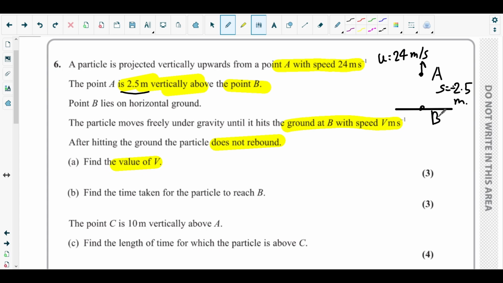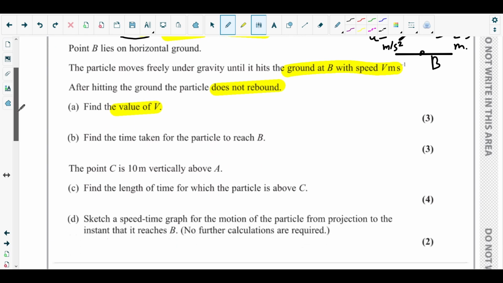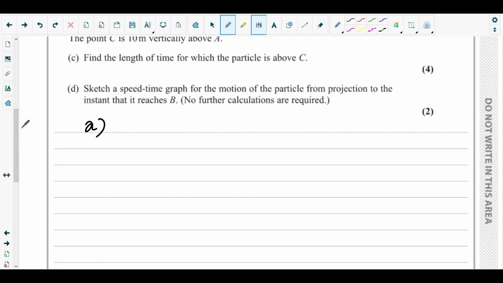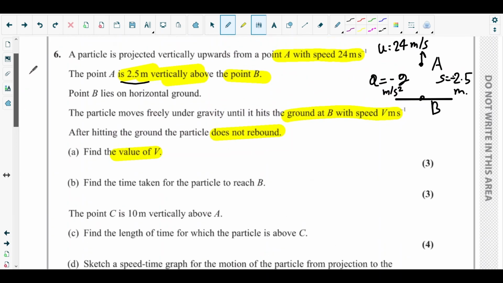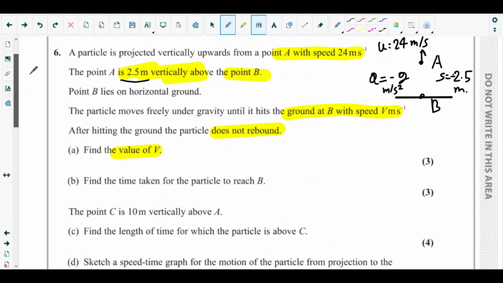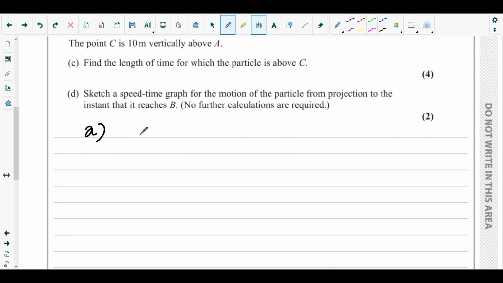So we have the initial velocity and the displacement, and what else do we know? We know the acceleration. Here the acceleration is acting downward, because the gravitational force is in the downward direction, so it will be negative g meters per second squared. For part A, we need to find the value of v. We know the displacement, the acceleration and the initial velocity, so we can easily find the final velocity using this formula.